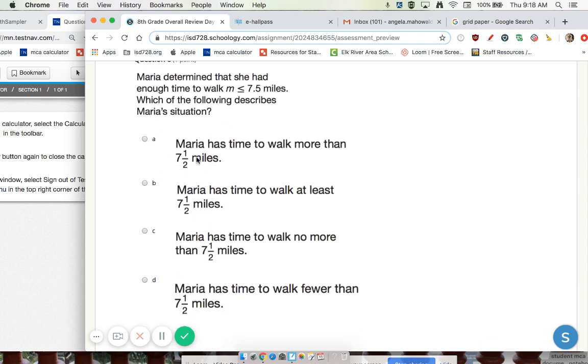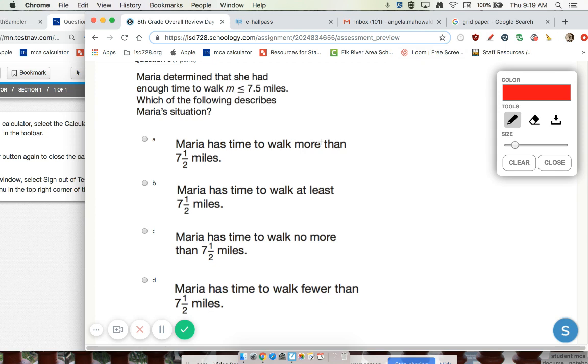Number 6, Maria determined that she had enough time to walk m is less than or equal to 7.5 miles. Which of the following describes Maria's situation? Maria has time to walk more than 7.5 miles. Well, no, because it's less than, so that's a no-go. Maria has time to walk at least. So at least means that she could walk more than or equal to 7.5. So no, she doesn't have that kind of time.